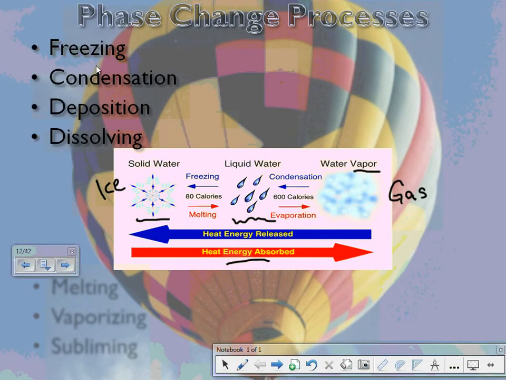First, we talked about freezing, right? That liquid water would turn into solid water, and that process is called freezing. And this term applies to any liquid that becomes a solid. That's called freezing.